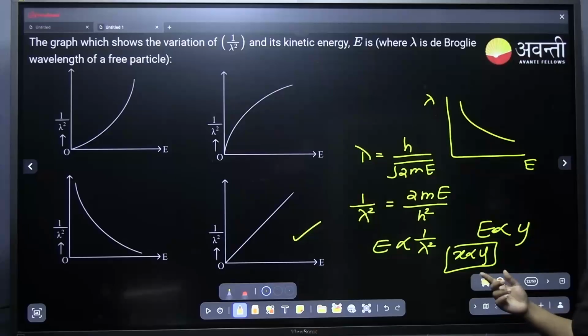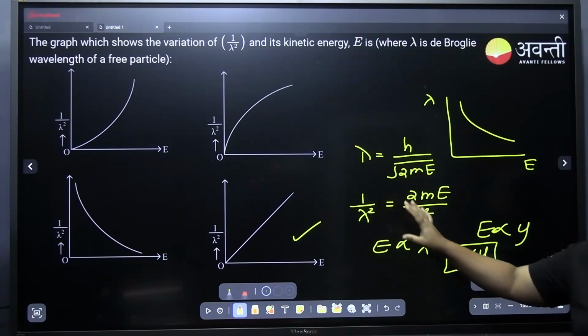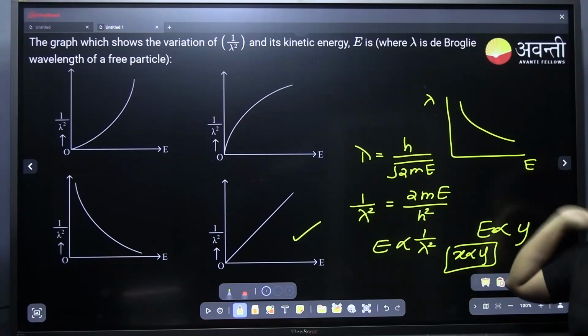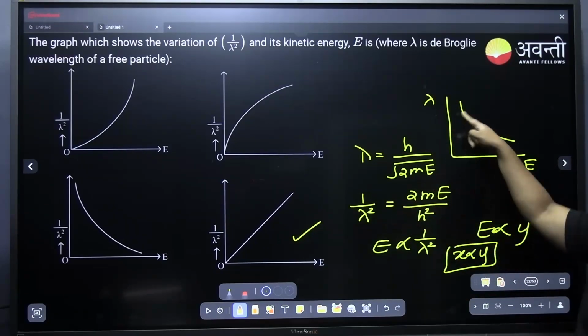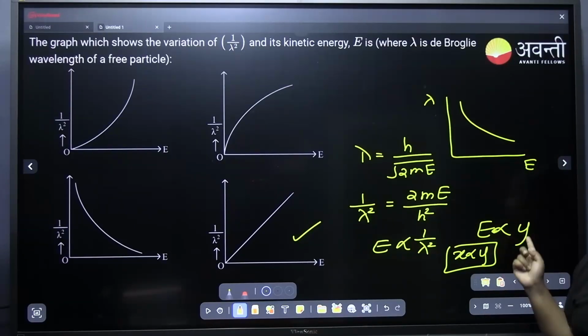This is where the confusion will be. They have already plotted 1 by lambda square. They are not asking lambda versus E. Lambda versus E will be this curve graph. But since they have already plotted 1 by lambda square, you have to use this equation. I hope I am clear, and we can move on to the next question. Is anyone having doubts? Okay, moving on.